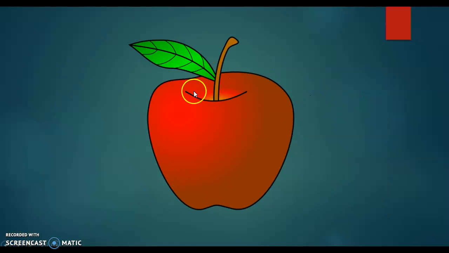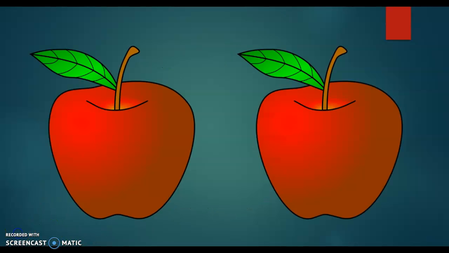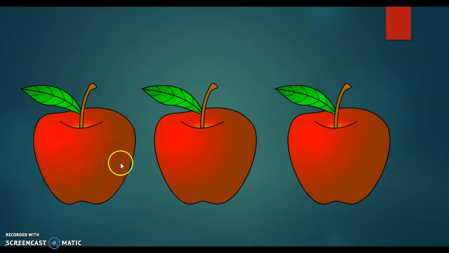How many apples do you see here? ¿Cuántas manzanas ves aquí? One apple. Una manzana. ¿Te acuerdas del número 1 en inglés? One apple. How many apples do you see? 2 apples. How many apples?